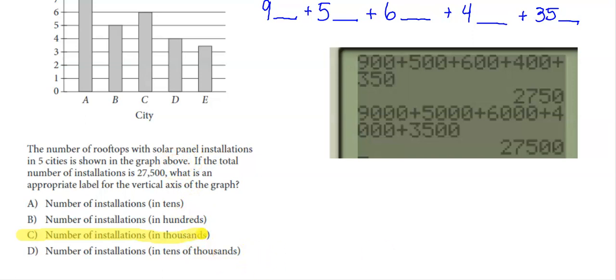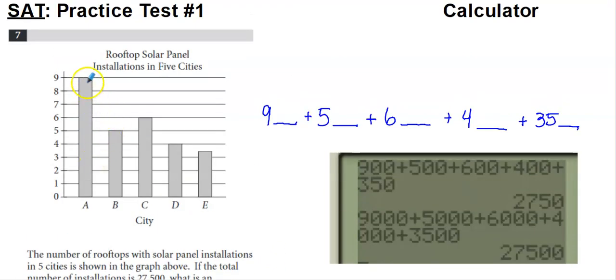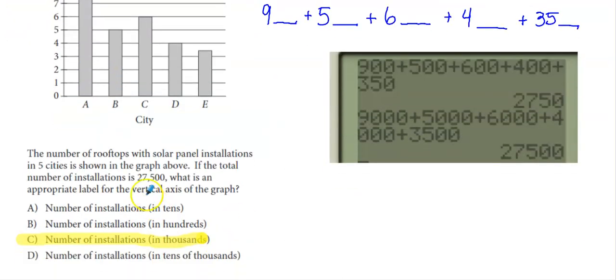If we put tens of thousands, if this is 90,000, 50,000, that's getting us way above where we need to be. So hundreds gets us way short. Tens of thousands gets us way too high. Measuring in thousands is going to get us where we need to be, and we have already confirmed just that.